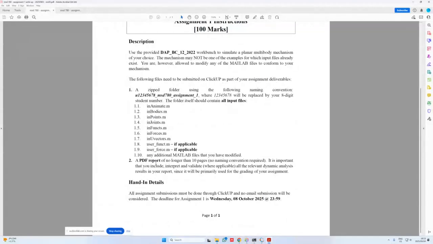Then you also need to specify or hand in a PDF report of no longer than 10 pages. There's no naming convention when you define the PDF report. I will mark it in any case. It is, however, important that you include, interpret, and validate all the relevant dynamic analyses in your report, since it will be primarily used for the grading of your assignment. And then the hand-in or the deadline is Wednesday, 8 October, midnight.